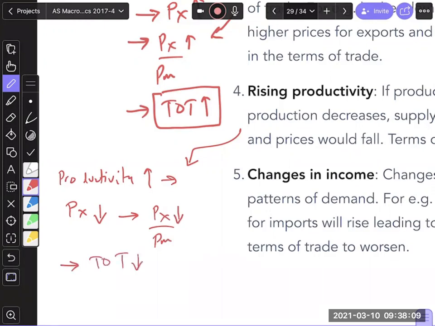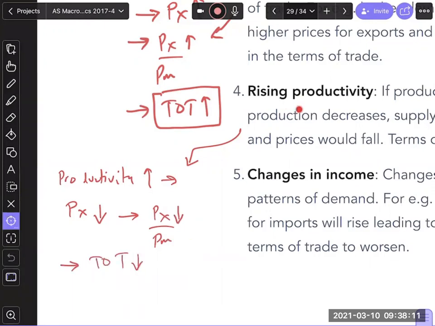Now, the reason why the terms of trade is going down is actually a good reason. So remember, the reason why I keep on talking about this is that terms of trade going down isn't necessarily bad, or terms of trade going up isn't necessarily good. We need to know more about why terms of trade is going down, and whether the good is elastic or inelastic. All of this matters for us to make a judgment about whether terms of trade increasing or decreasing is a bad thing or not.